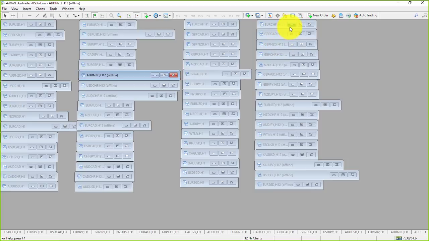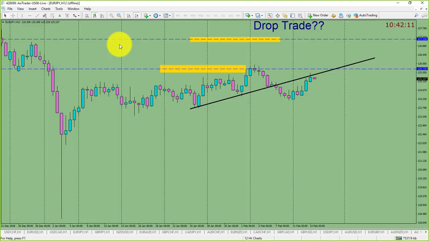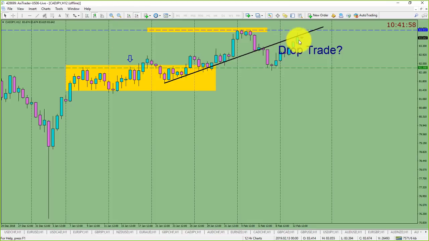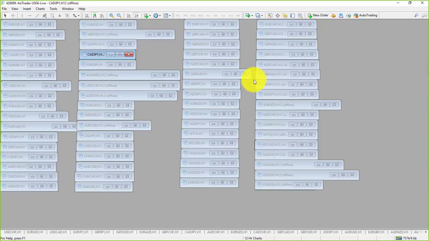All right. What are some of the other ones here? Oh, Euro Yen. Did I show you the Euro Yen? This is kind of the same as the CAD Yen. It's dropped below the trend line. This could be a drop trade, but we need to see a big bearish candle print over the next 11 hours. If that big bearish candle prints, then I'll probably take a sell there. Possibly the same thing on the CAD yen. If it makes a big bearish candle here, that could also happen.